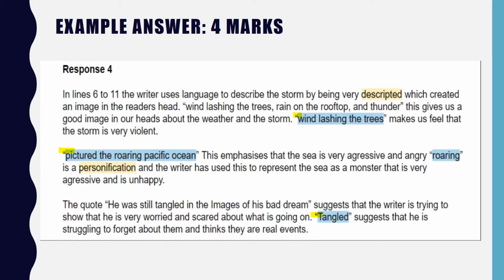Now looking at the orange highlights, you can see that the student has used some subject terms. Personification, which is an example of an imagery technique, but here they've used a very simple and vague term and one that has been spelt incorrectly.